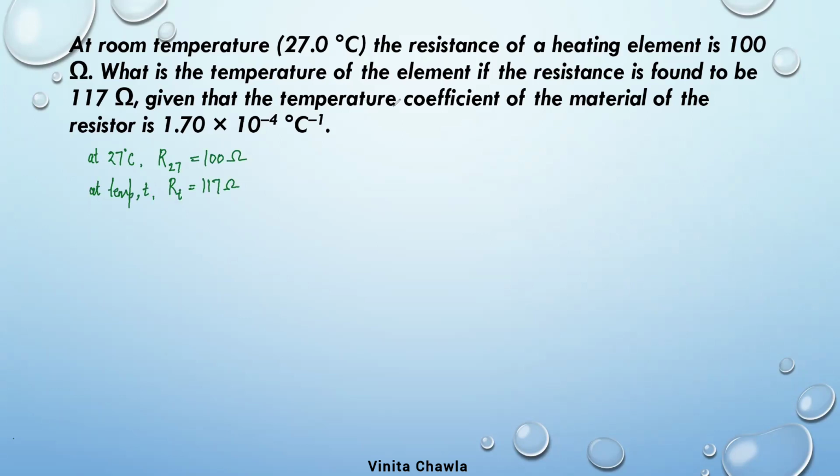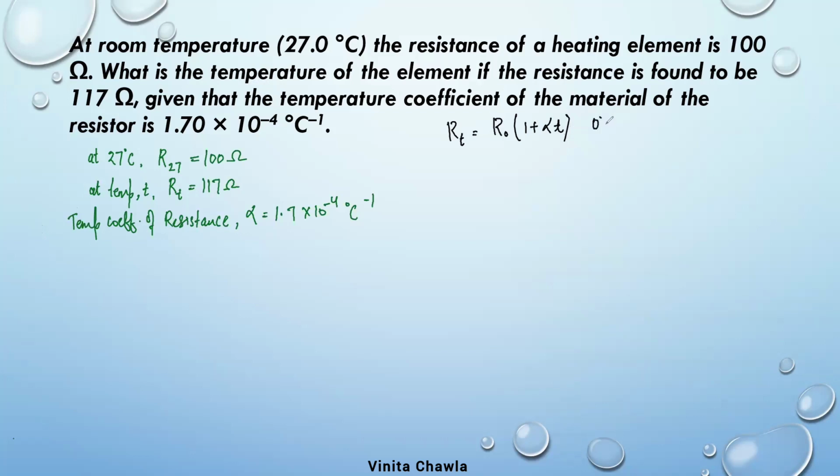Given that the temperature coefficient of resistance of the material of the resistor is alpha. It is equal to 1.7 into 10 raised to the power minus 4 per degree Celsius. Resistance at temperature T is resistance at 0 degree Celsius times 1 plus alpha T, where T is the temperature, or we can say it is the rise in temperature from 0 degree Celsius to T degree Celsius.